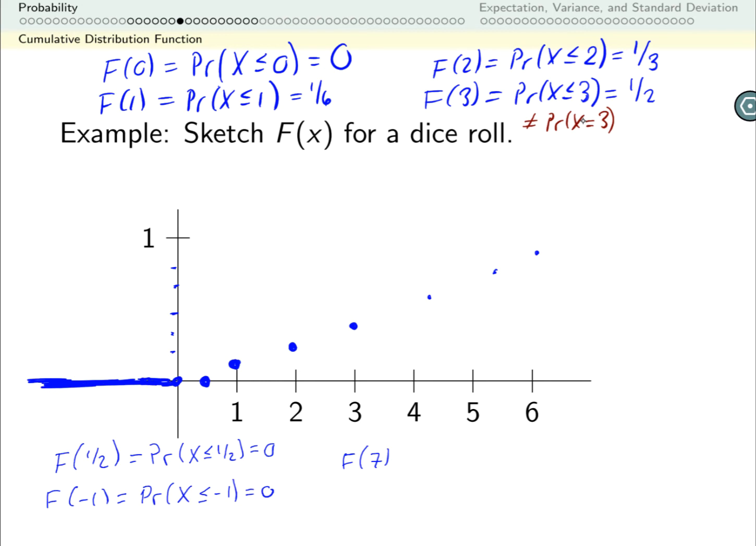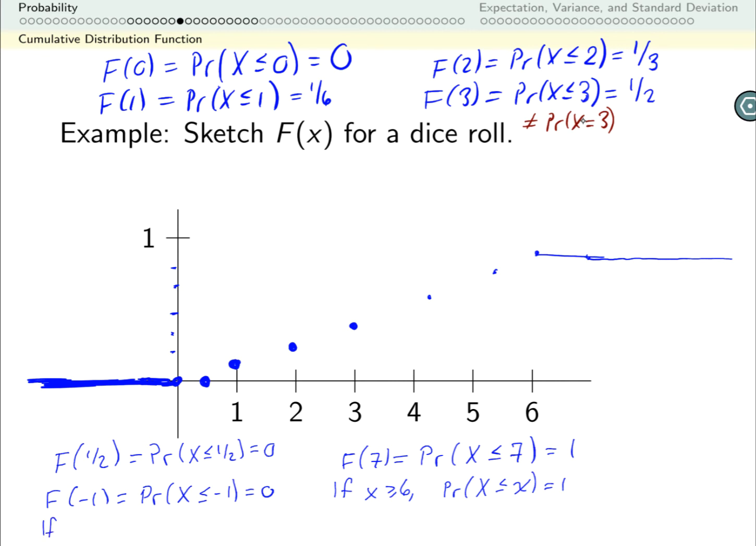Now let's think about F of 7. This is the probability that I roll my dice and the thing that comes up is less than or equal to 7. That always happens. It's never equal to 7, but that's okay. It's always less than or equal to 7. So if x is greater than or equal to 6, then the probability that I roll my dice and I get something less than or equal to x is 1. The probability of being less than 7 is 1, the probability of being less than 8 is 1, the probability of being less than 9 is 1, and so on. So we have this flat line over here.